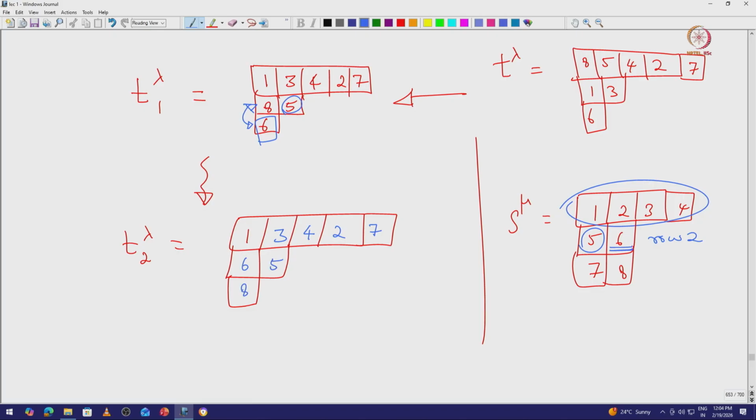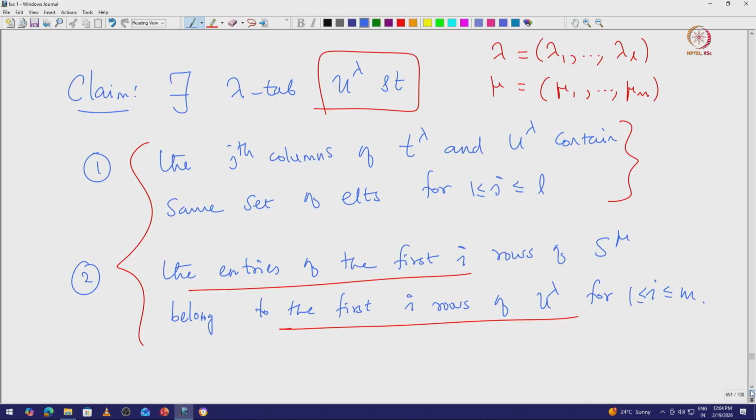So, now if we read this T2 lambda and S mu, we can see that every time we have actually interchanged elements in a single column. So, the columns of T lambda and the columns of this resulted tableau do not change, that is the first condition. So, that was made sure: the jth columns of T lambda and U lambda contain the same set of elements for each column.